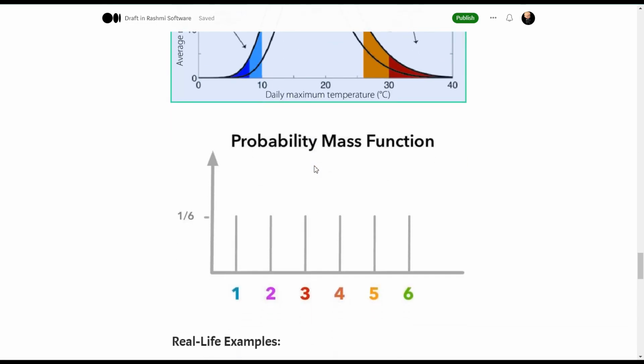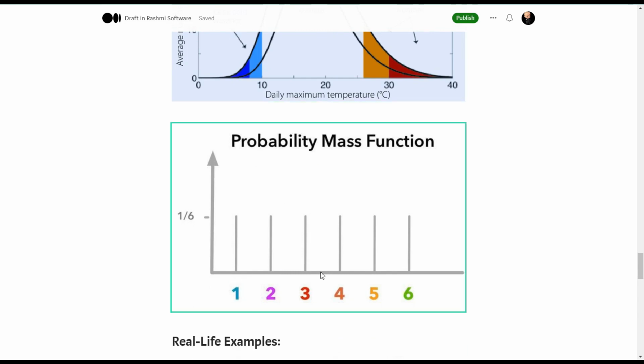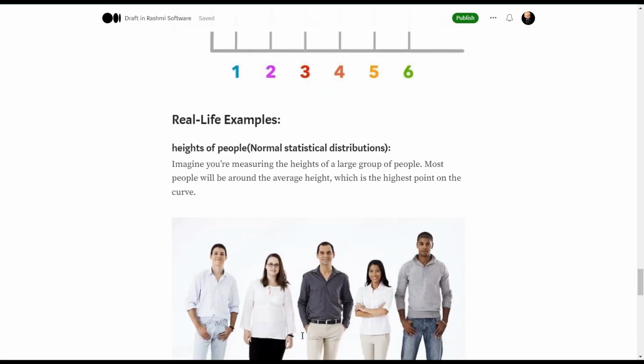Probability mass function. We can see a probability mass function in a diagram: 1, 2, 3, 4, 5, 6. Six numbers, and each has a constant probability. Let's see the real life examples.